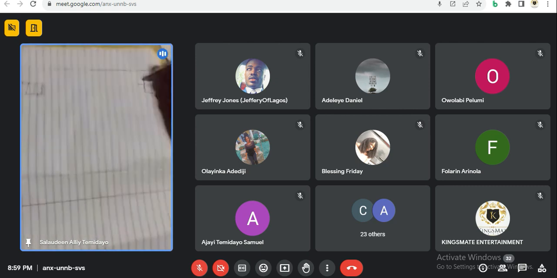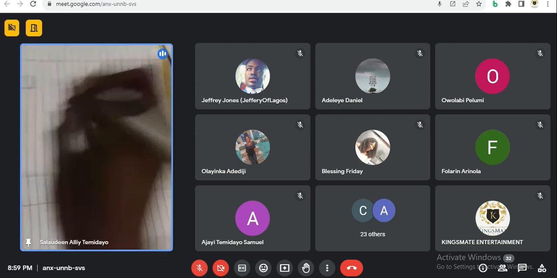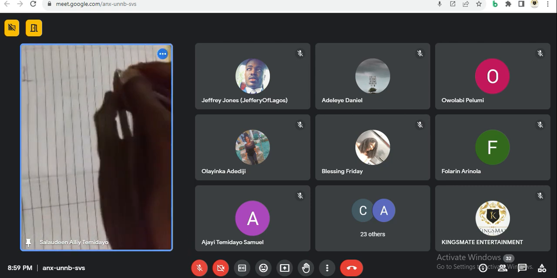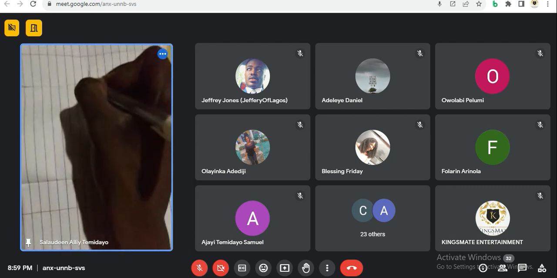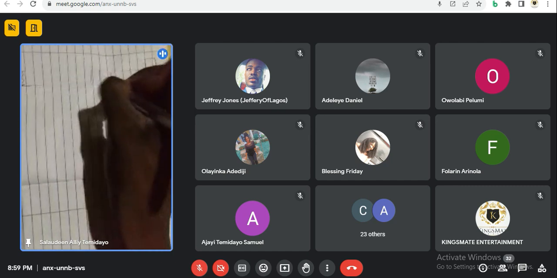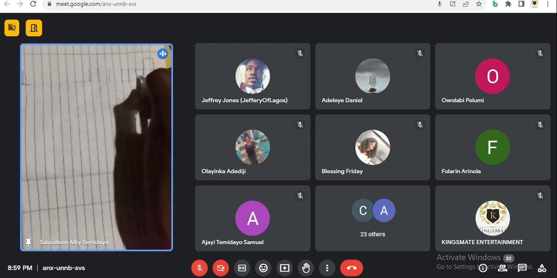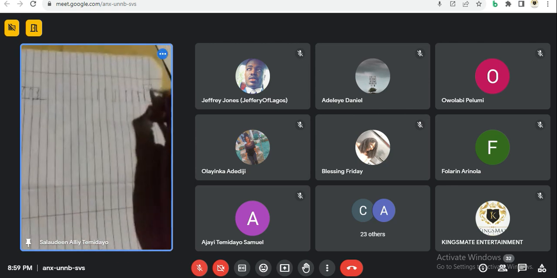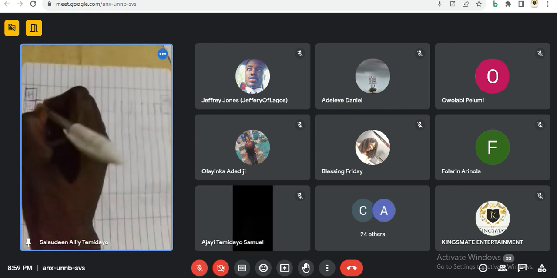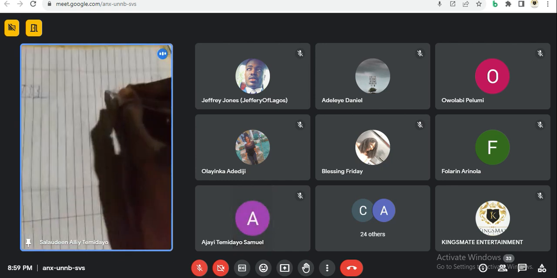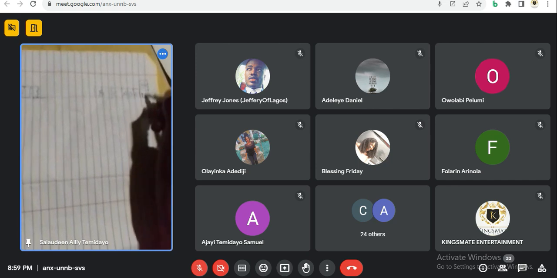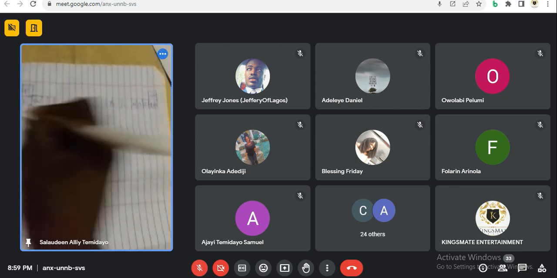Hydrogen, helium, lithium, beryllium. So I'm going to come here for boron, carbon, nitrogen, oxygen, fluorine, neon will be here. So hydrogen, helium, lithium, beryllium, boron, carbon, nitrogen, oxygen, fluorine, neon.